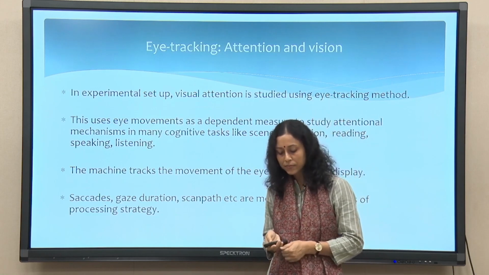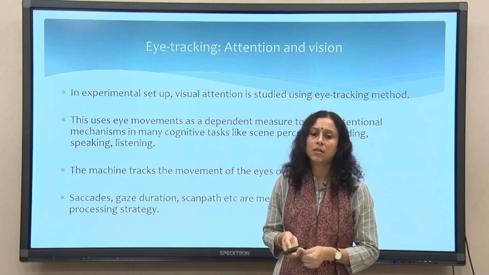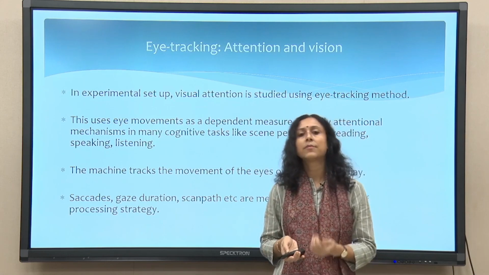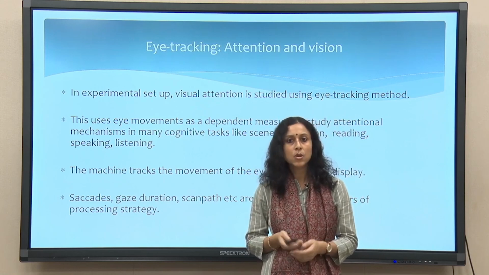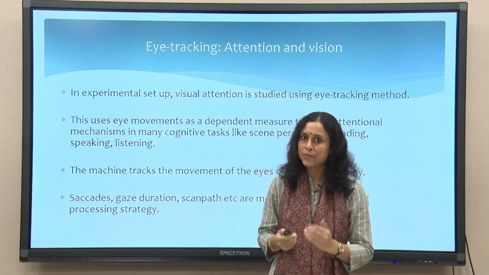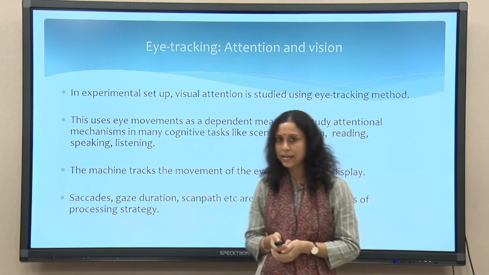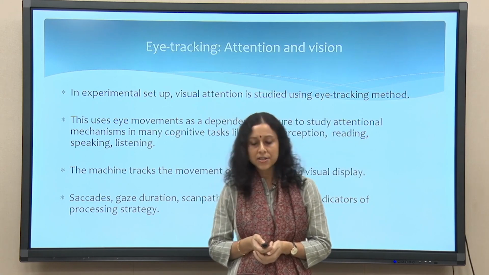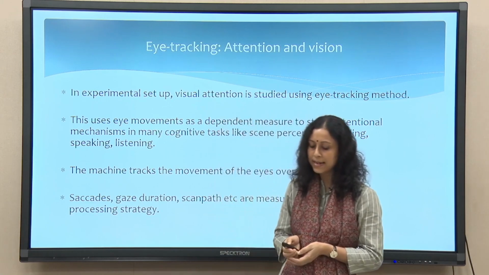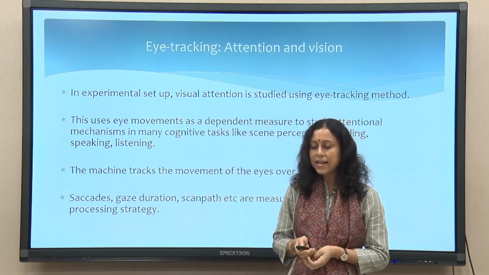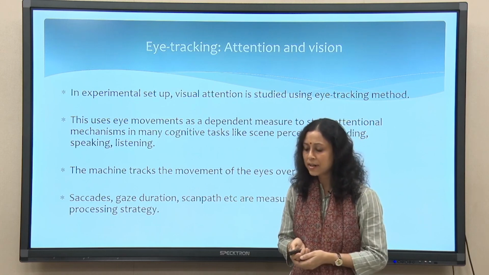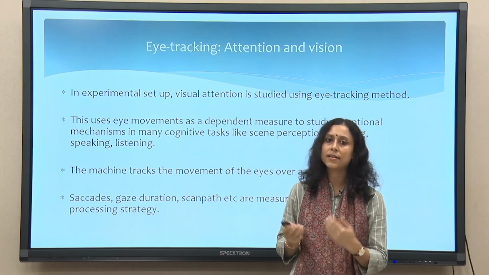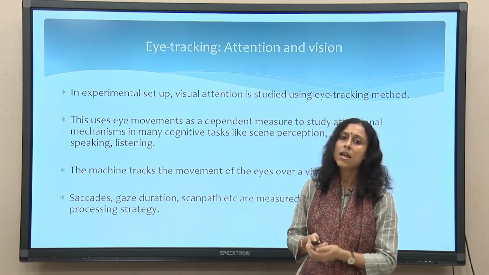Now, as I said, most of these studies today use eye tracking as a mechanism to give us the data that we are utilizing to understand this interaction between language and visual attention. Eye tracking is a machine. There are different types of eye trackers. There is a head mounted eye tracker, there is a fixed eye tracker, and so on.